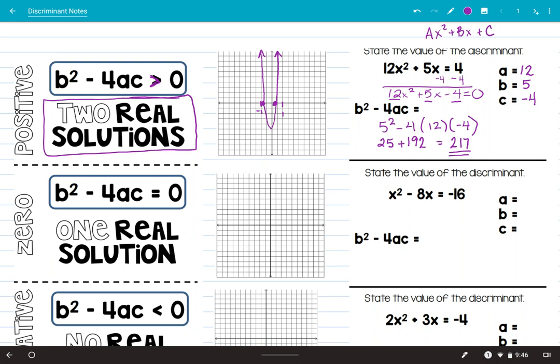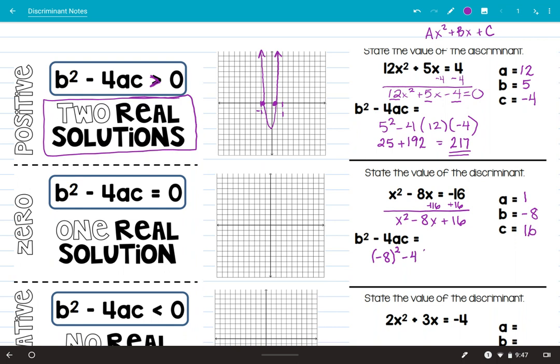Okay, next one, we're going to move the 16 over because it's not equal to 0. We get x squared minus 8x plus 16. Whenever there's no number in front of a letter, it's always going to be a 1. B is negative 8. C is 16. So just like we did before, put it into the formula. And whenever I have a negative that I have to square, put it in parentheses. Otherwise, it's going to really mess you up and give you a different answer.